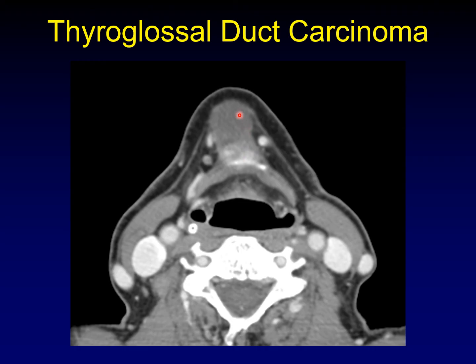Here's another example, a large cyst anteriorly, and you can see more posteriorly this enhancing nodule. Now this one's a little more confusing because it's right along the hyoid bone here, but you need to recognize that this is enhancing tissue, a mural nodule associated with the cyst.